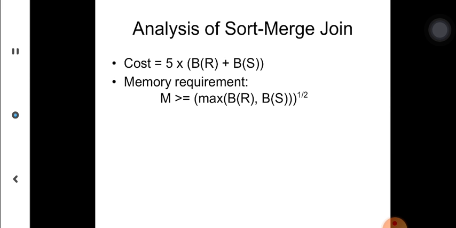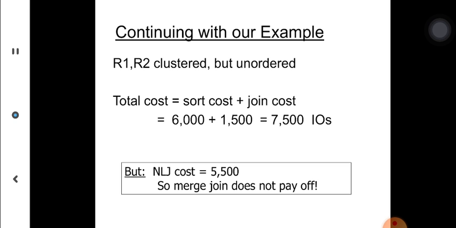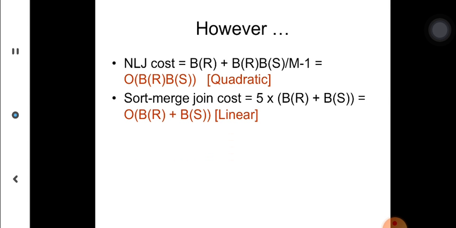The sort merge join cost happens to be, if it happens that you have at least 5 times the block size of relations R and S, and the memory management like this. So with R1 and R2 clustered but unordered, the total cost, sort cost plus join cost, is about 7,500 input outputs, but the NLJ cost is 5,500. So merge join does not really pay off here because it takes more input output cost. However, NLJ cost is quadratic, because the join operation always takes a higher cost.